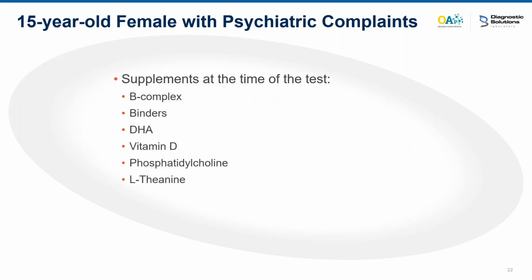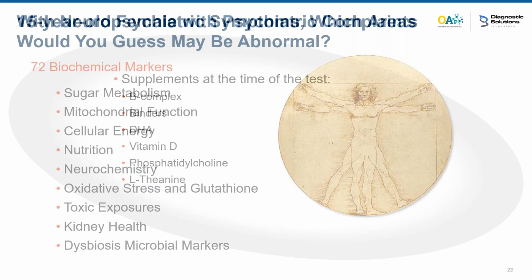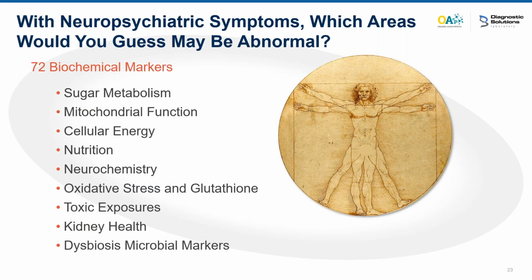This 15-year-old, who we'll call Dee Dee for this purpose, makes it a little easier. She was on some supplements. She was on B complex. Again, she was on those binders to kind of bind up stuff in the gut. She was on DHA, vitamin D, phosphatidylcholine, and L-theanine, so they are trying to treat the brain.